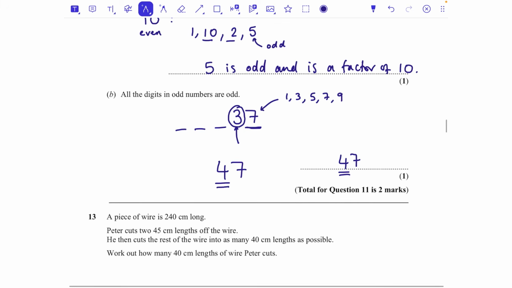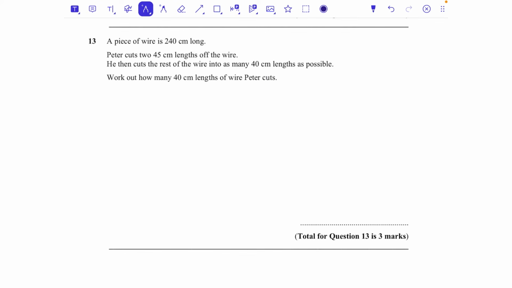Okay, question 13. A piece of wire is 240 centimetres long. Peter cuts 2 45 centimetre lengths off of the wire. He then cuts the rest of the wire into as many 40 centimetre lengths as possible. Work out how many 40 centimetre lengths of wire Peter cuts.